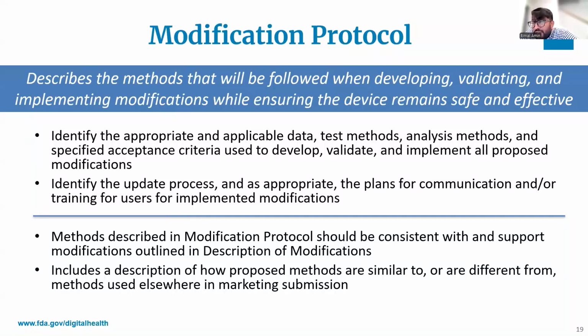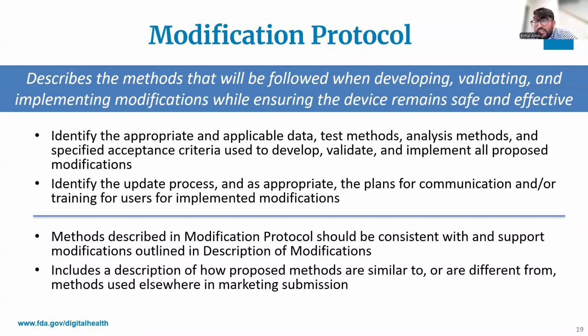The methods described in the modification protocol should be consistent with and support the modifications outlined in the description of modifications. The goals of the modification protocol are to, 1, identify the appropriate data, test methods, analysis methods, and acceptance criteria used to develop, validate, and implement all proposed modifications. 2, identify the update process and plans for communication and/or training for users when modifications are implemented. 3, ensure that the information that would otherwise be submitted to the FDA is generated by the manufacturer and maintained consistent with record-keeping requirements in their quality system.